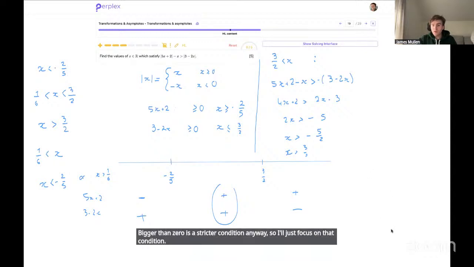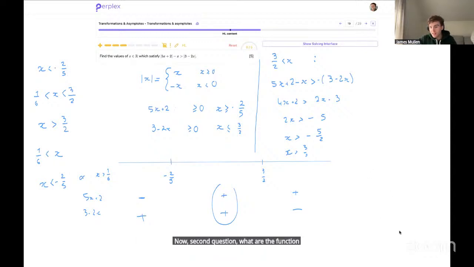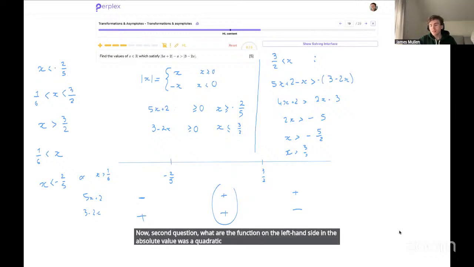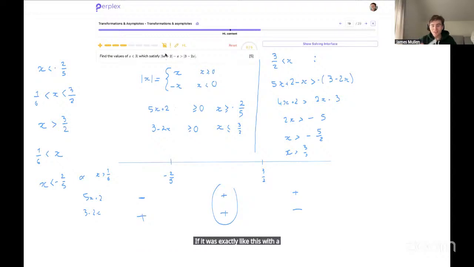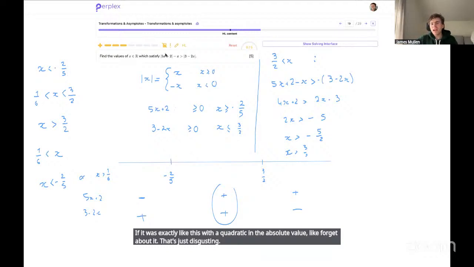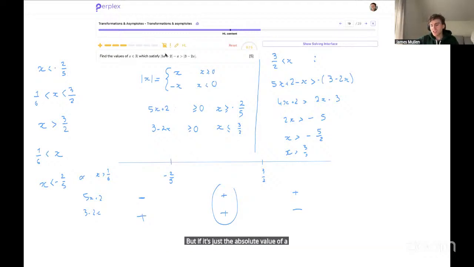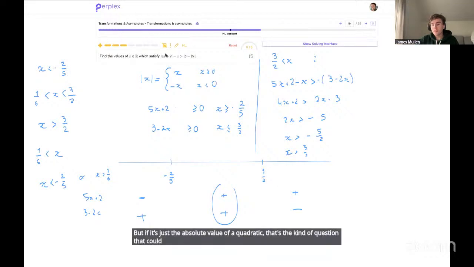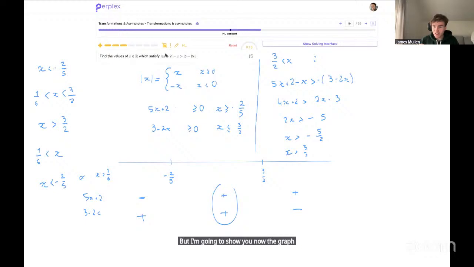Now, second question, what if the function on the left-hand side in the absolute value was a quadratic? You would probably be very sad. If it was exactly like this with a quadratic in the absolute value, forget about it. That's just disgusting. But if it's just the absolute value of a quadratic, that's the kind of question that could show up. It's not too bad. But I'm going to show you now the graphical method because I kind of prefer it. Oh, so the final answer is this, Alex.